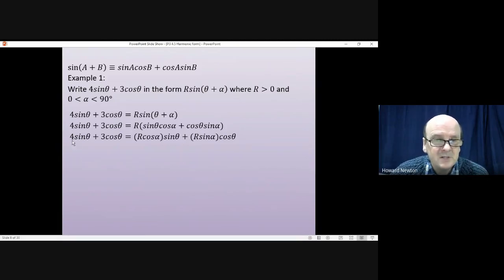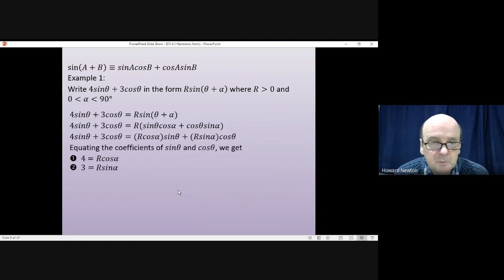On the left-hand side, the coefficient of sine theta is 4. On the right-hand side, the coefficient is r cos alpha. And for cos theta, on the left-hand side, the coefficient is 3. And on the right-hand side, it's r sine alpha. So equating the coefficients gives us these two equations: 4 equals r cos alpha, 3 equals r sine alpha.